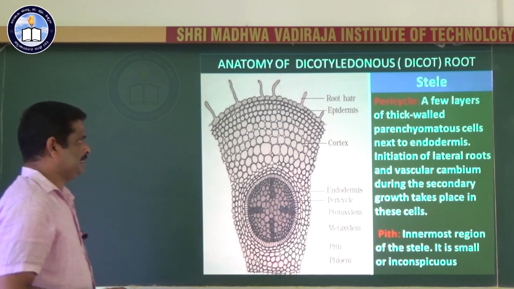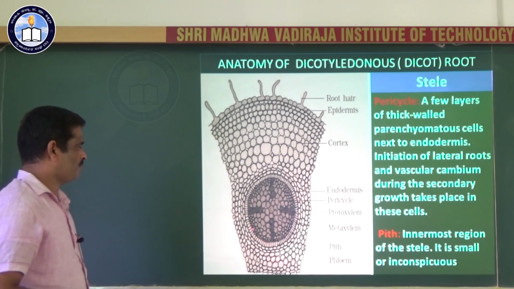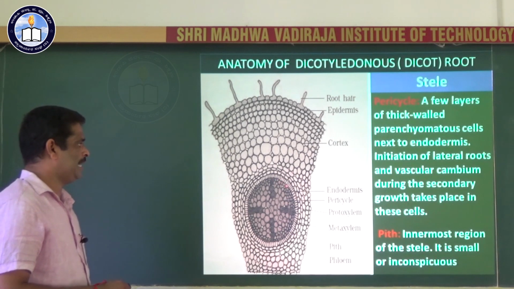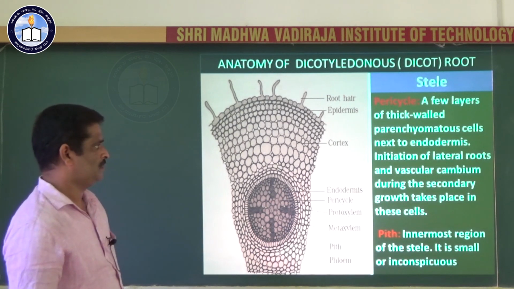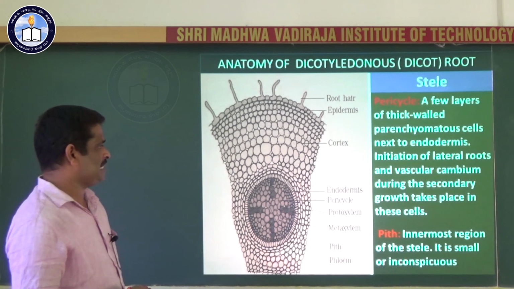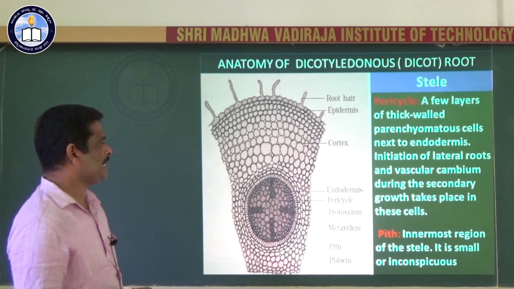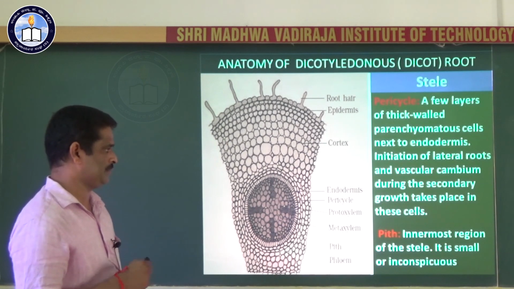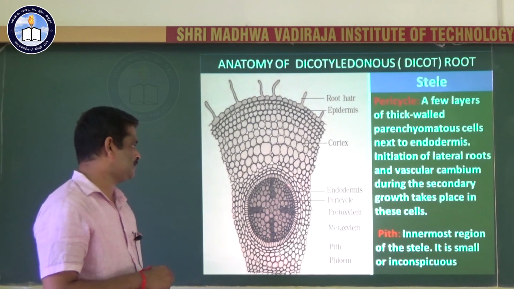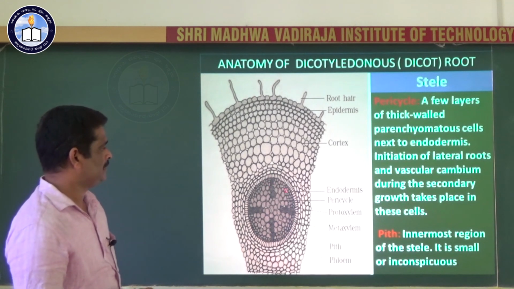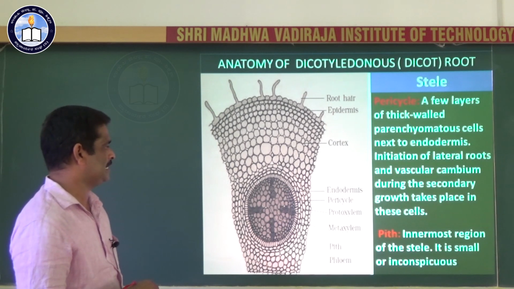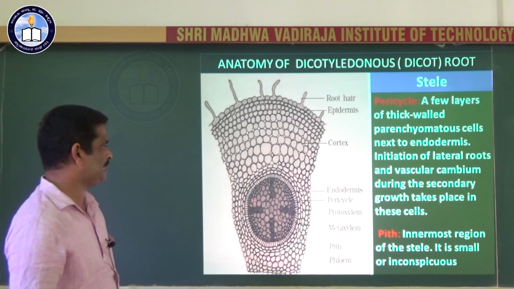Pericycle is formed of parenchyma cells. It is present below the endodermis. These pericycle cells help in the formation of vascular cambium during secondary growth. During secondary growth, these pericyclic cells dedifferentiate to form meristematic cells, from which the secondary cambium is produced. That is responsible for secondary growth of the dicot root.